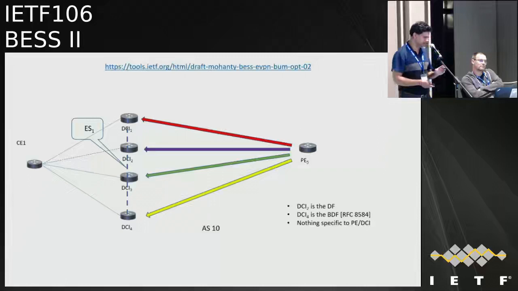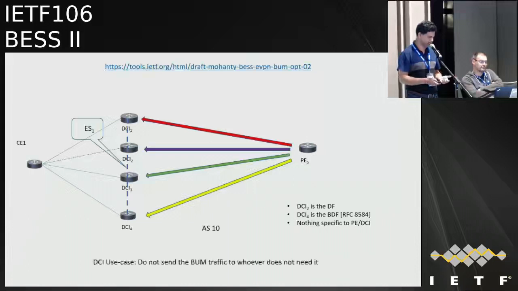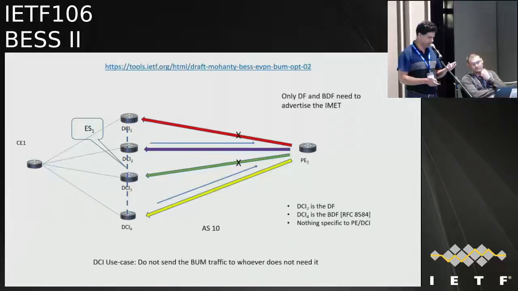And last time when we presented, the use case was from a DCI perspective, but the draft mentioned PEs and CEs. So to clarify that, I have put 2 slides. So as you can see, the solution is very generic. It can either qualify for PEs or DCI. It doesn't really matter. Okay. So I already said that DCI 2 and DCI 4 only need to send their inclusive multicast routes.